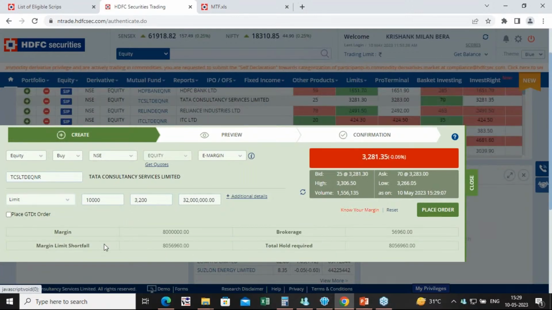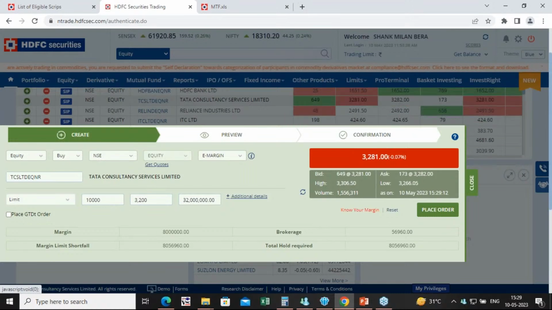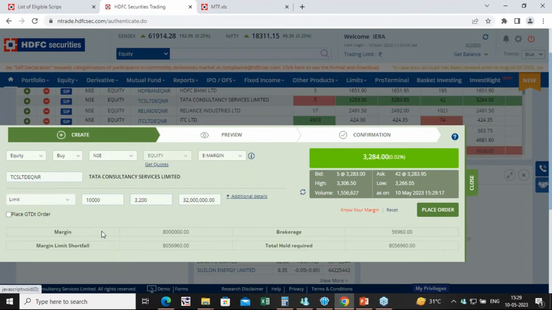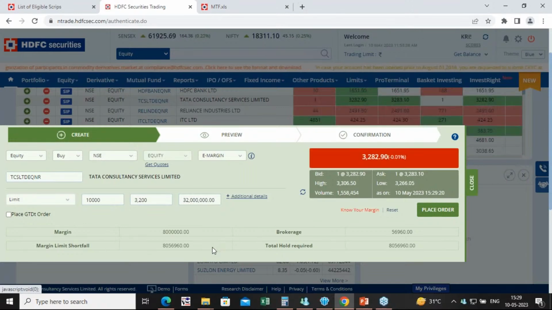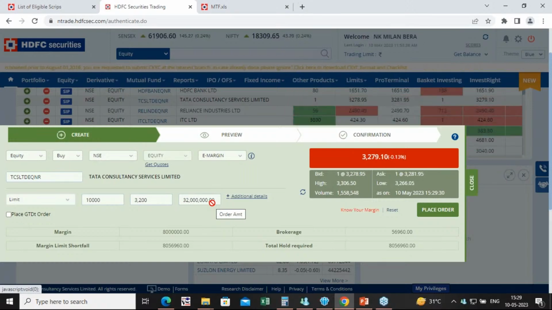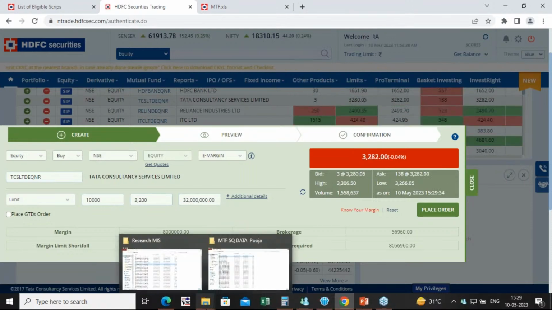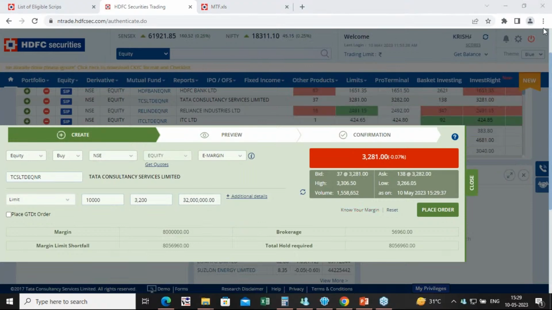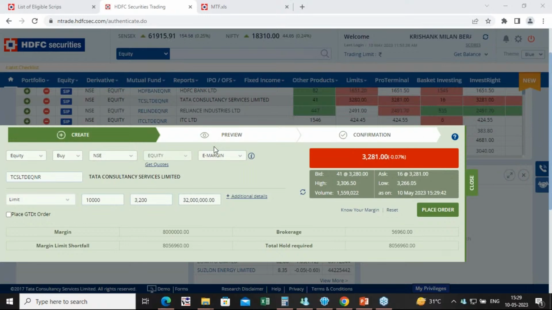How much margin is required, what is the total hold required, all the information will be available over here, so you don't have to calculate manually. It will show you all the details right here itself. From here you can place the e-margin order. That's about it for this session. If you have any queries or doubts, just write them in the question box, and I'll answer one by one.